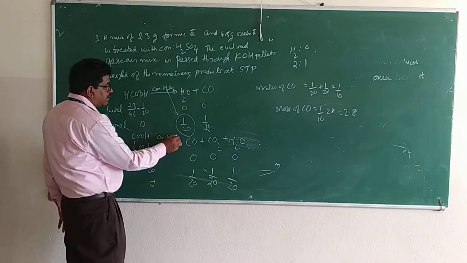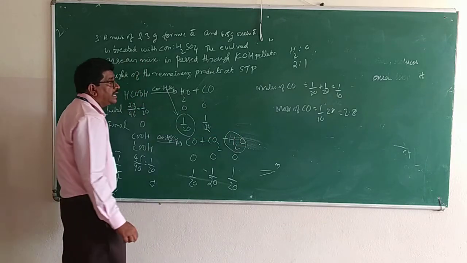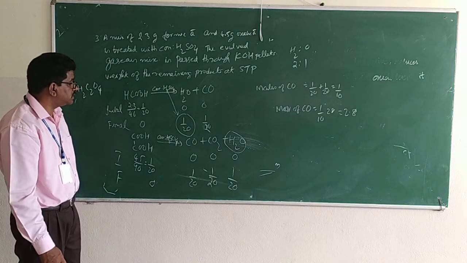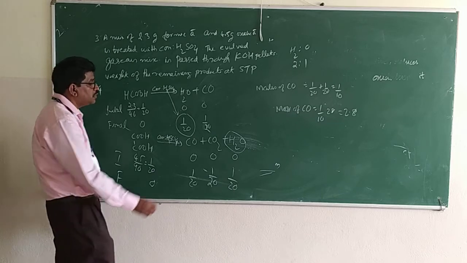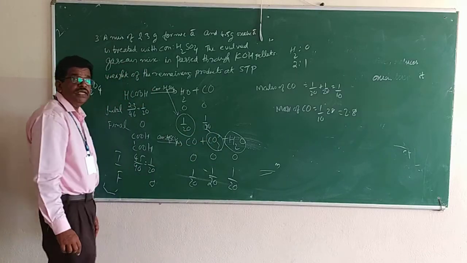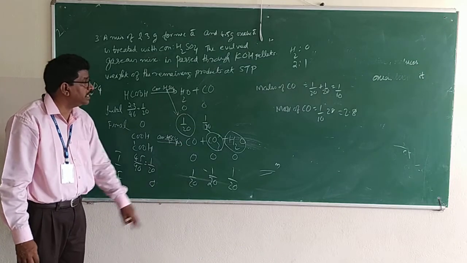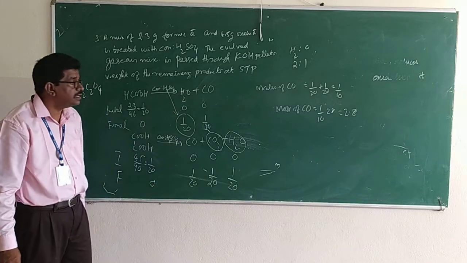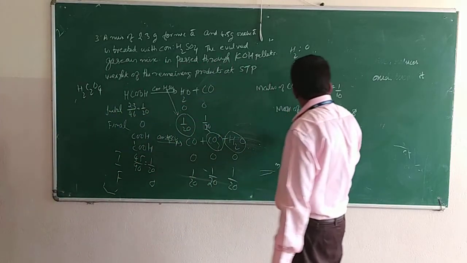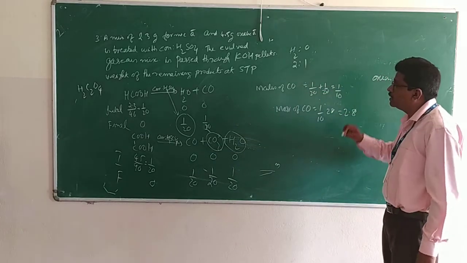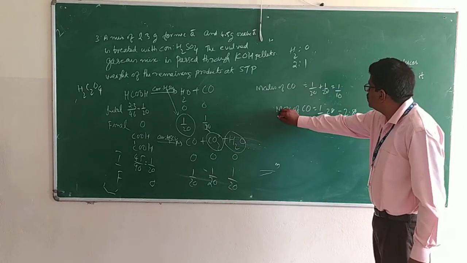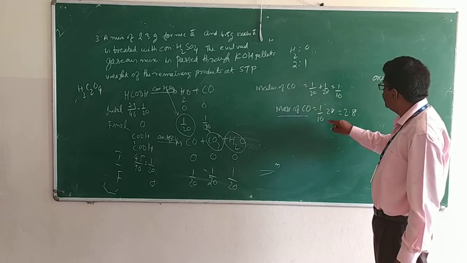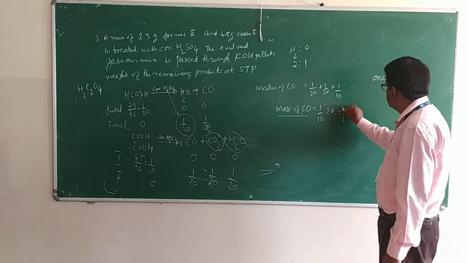And sulfuric acid will remove this water, and the KOH pellets, because we are passing it through potassium hydroxide pellets, will absorb carbon dioxide also. So remaining is only carbon monoxide, that is 1 by 20. Here also carbon monoxide 1 by 20, here also carbon monoxide 1 by 20. So totally we will have 1 by 20 plus 1 by 20, that is equal to 1 by 10 moles of carbon monoxide. So mass of carbon monoxide is equal to number of moles into its molecular mass, that is 28. 1 by 10 into 28, you will get 2.8.